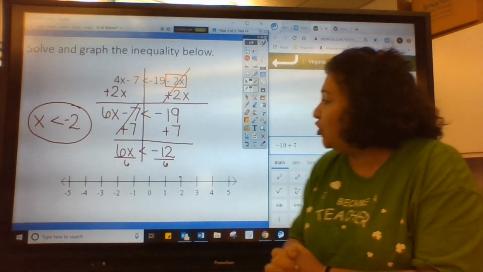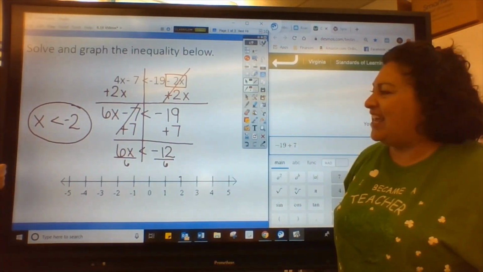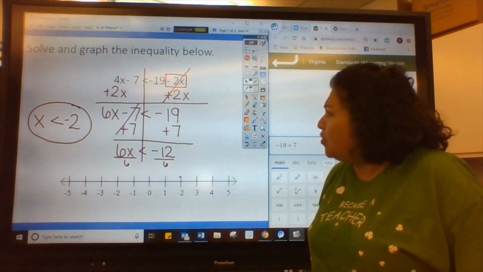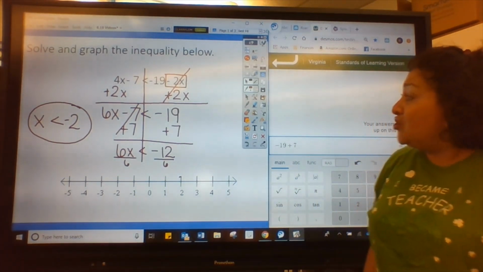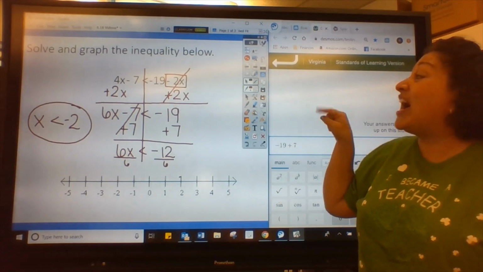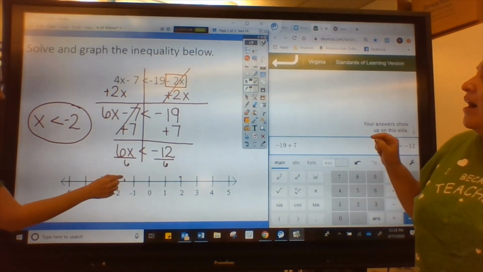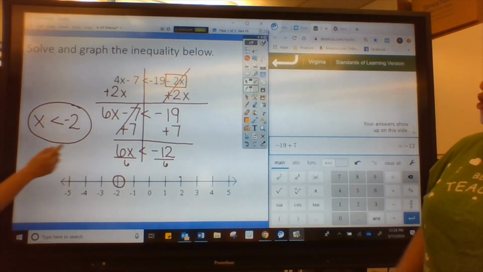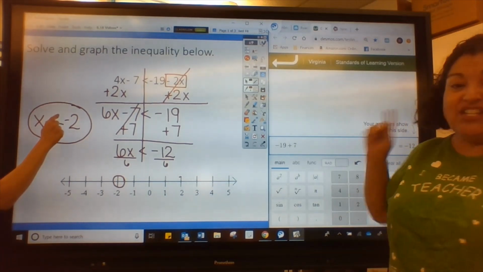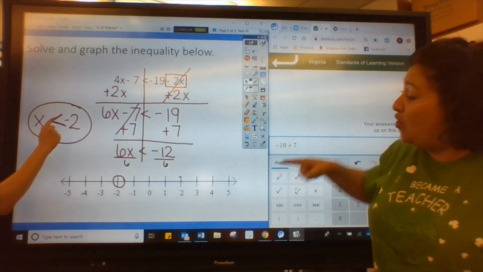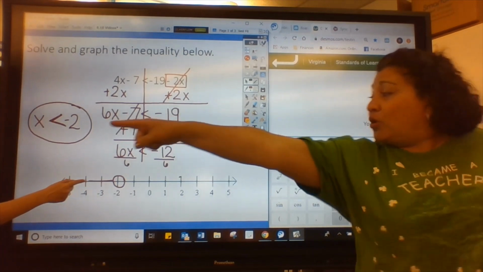Excellent. So the first thing we're going to do is look at that inequality. Is it equal to? No. It's just less than. So we're going to have what kind of dot? An open circle. Open circle at negative 2. And then that inequality is facing toward Miss Benson. So that means that the graph is going to go toward Miss Benson.